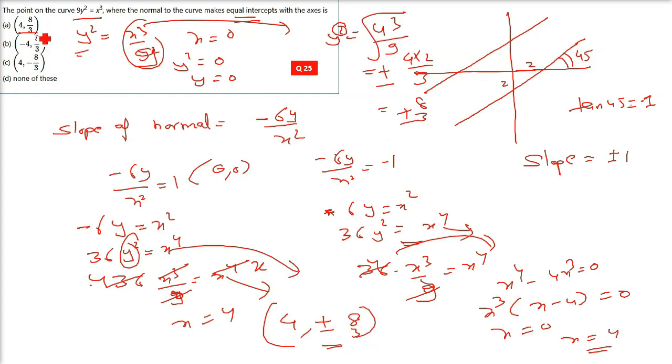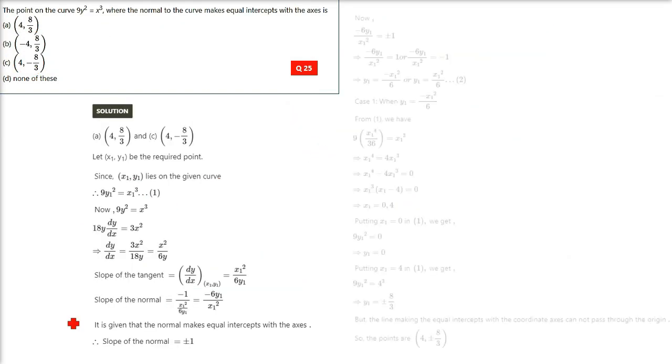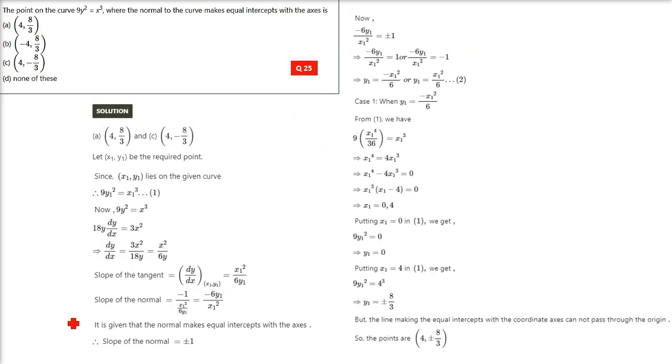But there is no option of 0, 0. But we have two options, A and C, of 8 by 3 and negative 8 by 3. So two answers are there. So this is the step-by-step solution here. And if you make the diagram, it will be more fruitful and more effective.